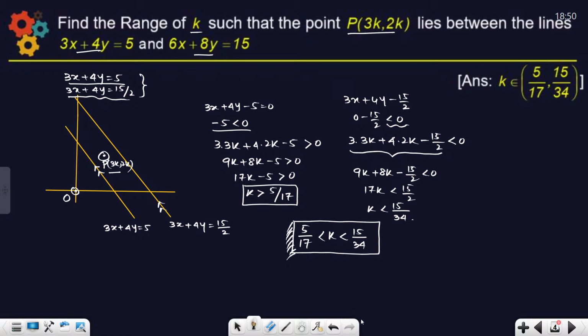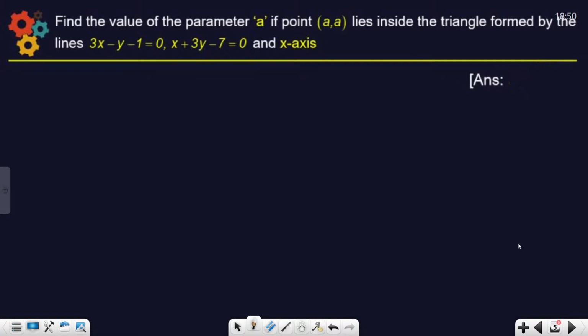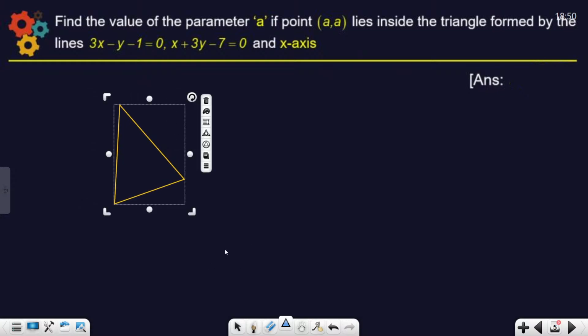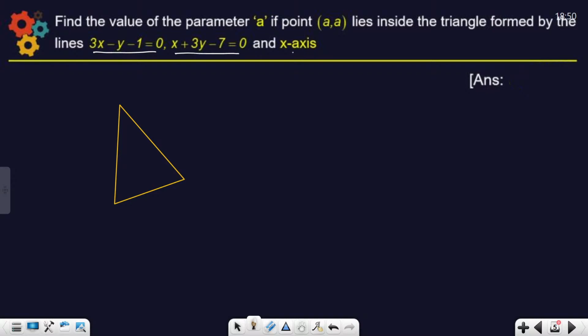Okay? Now, next problem. See this question. Again, the same type of question. But here, we have been given a triangle. Let me just draw the triangle first. Let us say our triangle is something like this, a scalene triangle. Okay, like this. And let us say that we have been given that these three lines are forming the triangle. Let us assume this is this line.